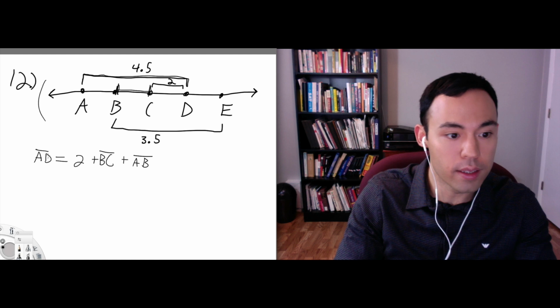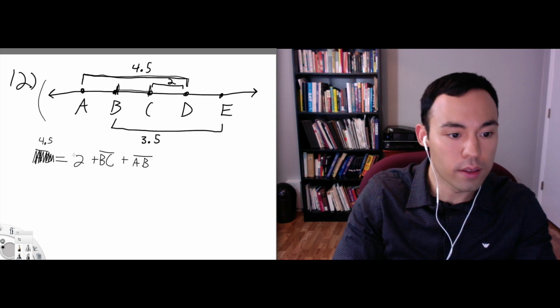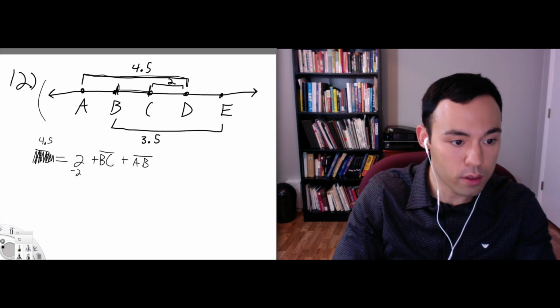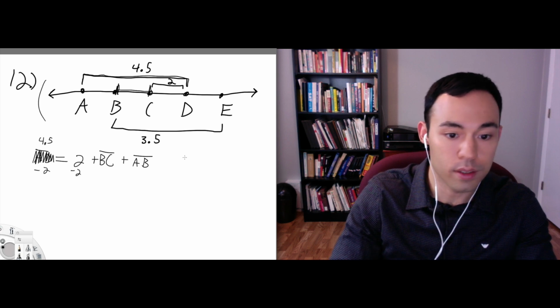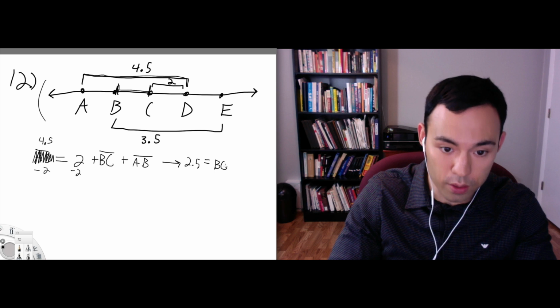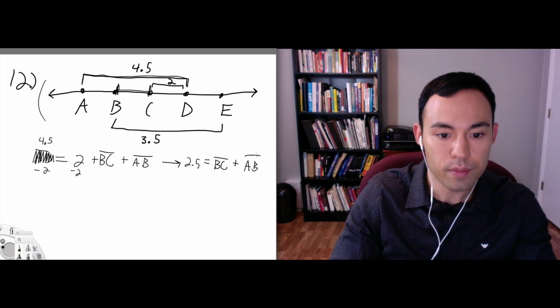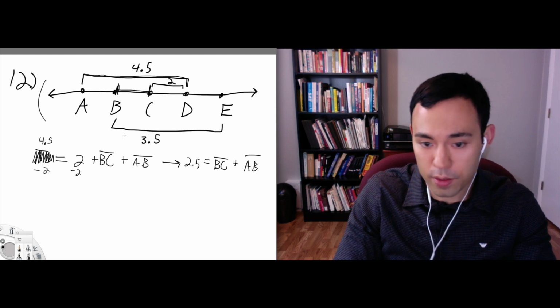We know that AD is in fact 4.5, so we can go ahead and scratch that out. And so 4.5 minus 2, because we're subtracting 2 from both sides, is equal to 2.5. So this becomes 2.5 is going to be equal to the value we're looking for plus AB. Okay, so that part's done.